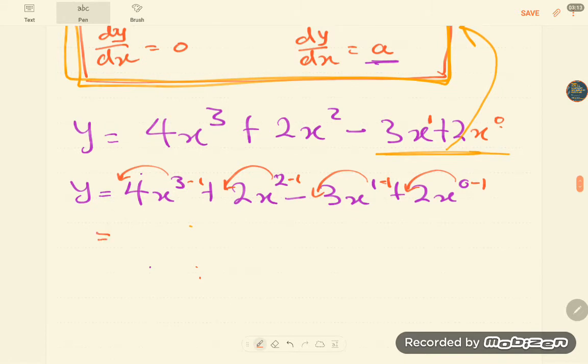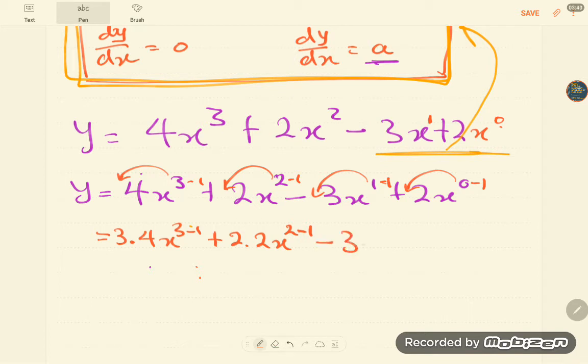So this is what goes on in your head as you get accustomed to differentiating. You don't necessarily need to show those arrows or the -1, but you may do that at the beginning until you become so used to it that you don't need to show it every time. So this will end up giving us 3.4x to the power 3 minus 1. I'm just going to show everything for now. 2.2x to the power 2 minus 1.